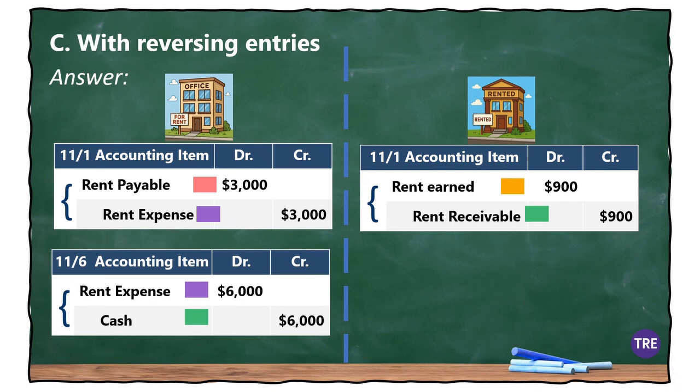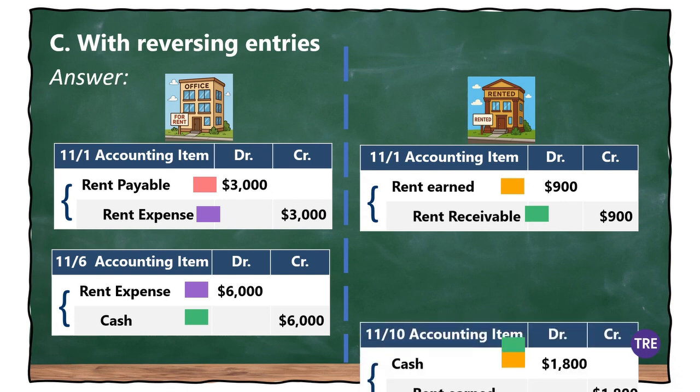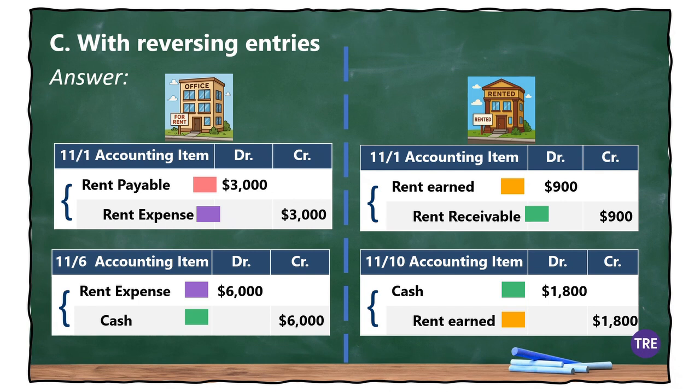On November 6, the tenant pays $6,000 for 2 months' rent. The entry is simply debit rent expense 6,000 and credit cash 6,000. On November 10th, the landlord collects 1,800 for 2 months. We debit cash 1,800 and credit rent earned 1,800.